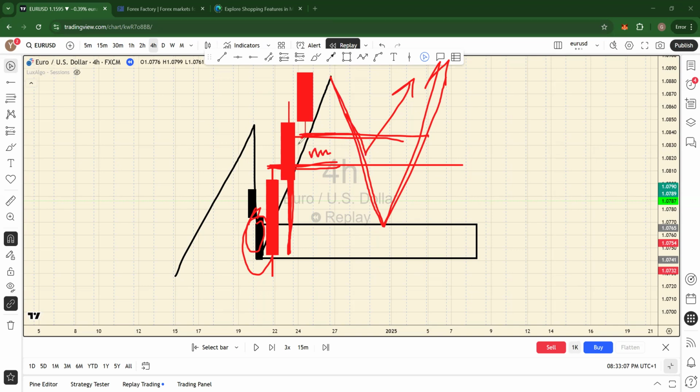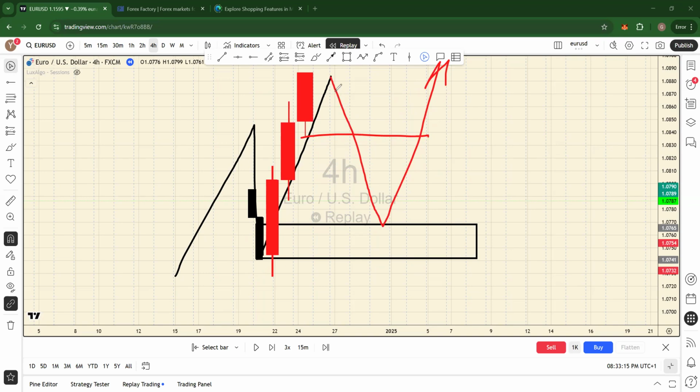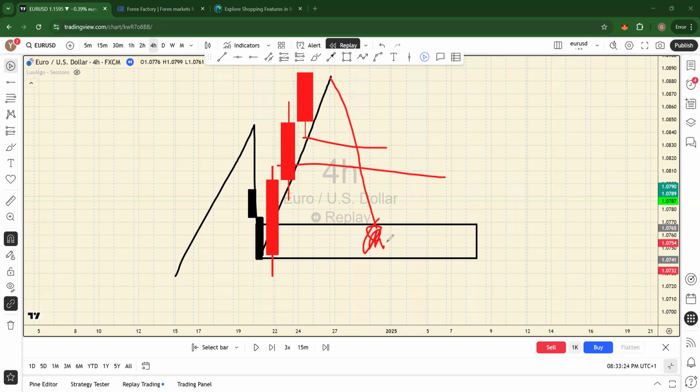But in this case where the order block is unmitigated, price had two things to mitigate: the order block and the fair value gap. So if price is coming down to the order block, it is as well mitigating the fair value gap and the order block as well. All right, take note of that.